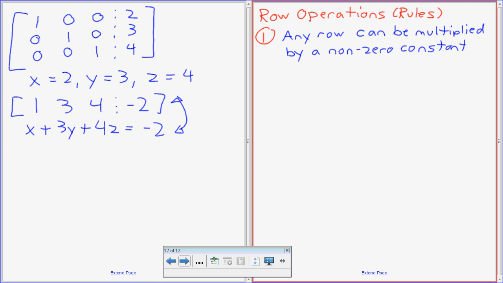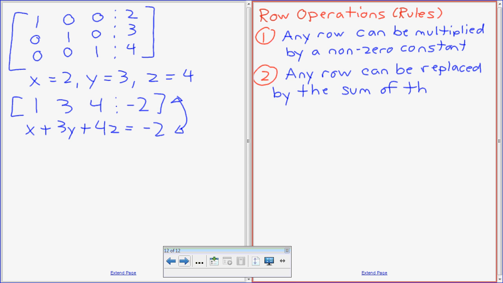Number 2 says any row can be replaced by the sum of that row and another row. Number 3 says rows can be interchanged.